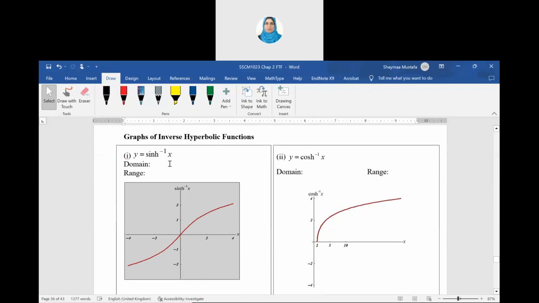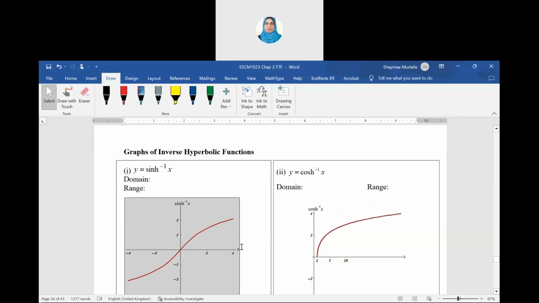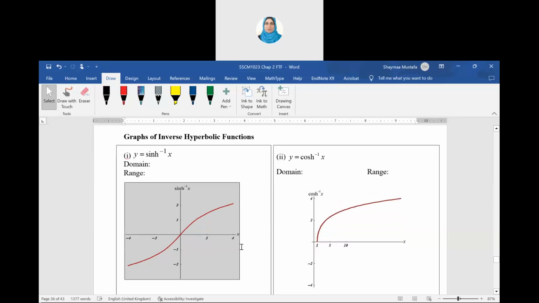If you look for the function sine inverse x, if you remember the graph of the original one, sine x, it was a one-to-one function. This was the graph of sine x. This graph is one-to-one on its domain. On the real numbers it is one-to-one, so you have no problem for sine x. You just find the inverse.